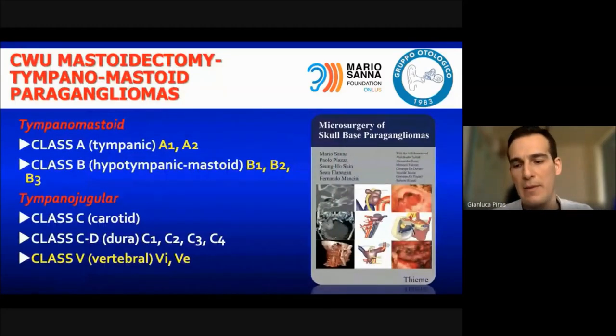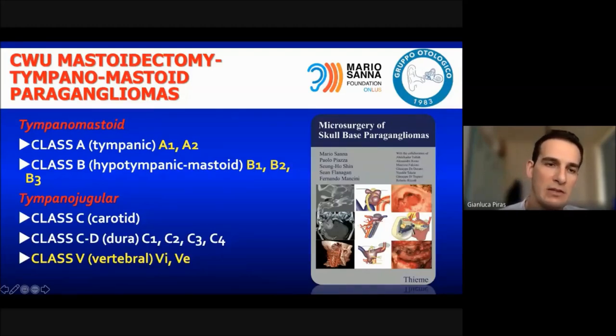But a canal wall up mastoidectomy could also be important, for example, in paragangliomas. Paragangliomas are classified as tympanomastoid and tympanojugular paragangliomas. Class A paraganglioma is a paraganglioma confined to the tympanic cavity. A1 could be controlled just with otoscopy. A2 cannot be controlled only by otoscopy.